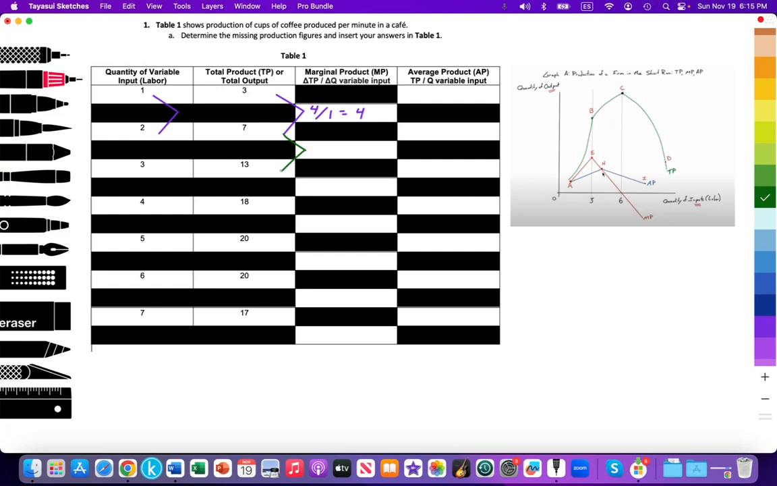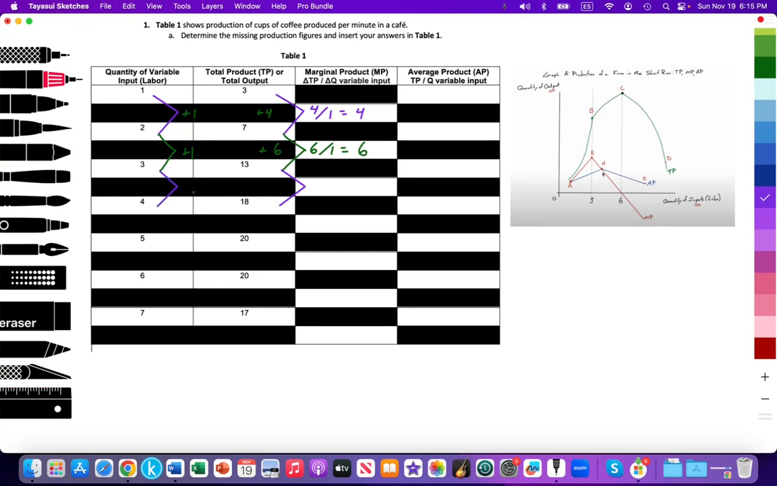Then we're going to look at the change in the total product from here to here, and the change in the variable input, which again we see as 1. So we go up by 1. Here we're going up by 1. Here we're going up by 4. And then from here we're going up by 6 units. Okay, so here we're going to take 6 divided by 1, and that equals 6. Then we're going to look at the change from 13 to 18 units, and the change from 3 workers to 4 workers.